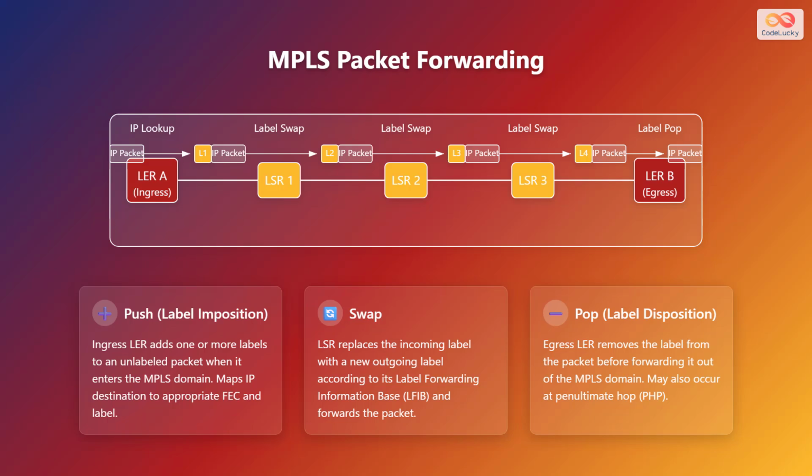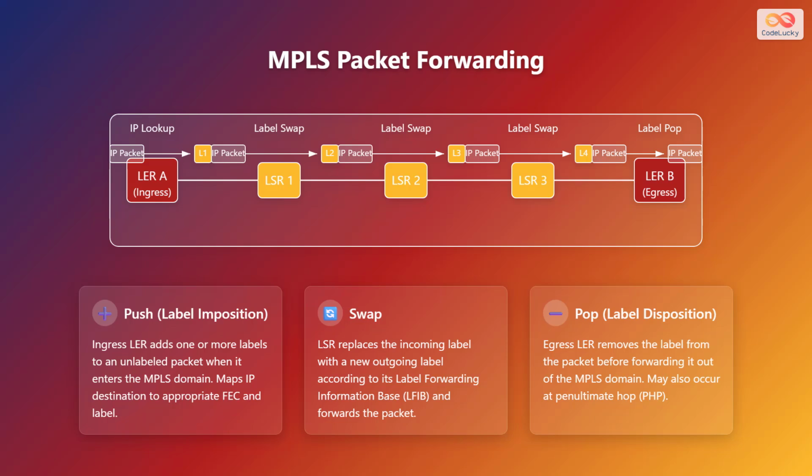Now let's discuss MPLS packet forwarding. Packet forwarding in MPLS involves three key operations: push, swap, and pop. First, we have the push operation. The ingress LER adds one or more labels to an unlabeled packet when it enters the MPLS domain. It maps the IP destination to the appropriate FEC and label.